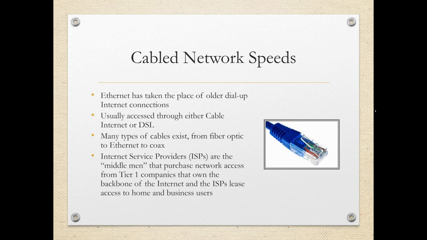Your internet service provider, or ISP, is kind of like the middleman. They purchase network access from the tier one companies. The tier one companies are the ones who own the backbone of the internet, who invested very early in the infrastructure. AT&T happens to be one of those. That's kind of where they get a lot of their clout and money from. They actually own parts of the backbone of the internet, and a lot of other companies that you probably never heard of. And then the ISPs lease access to home and business users.